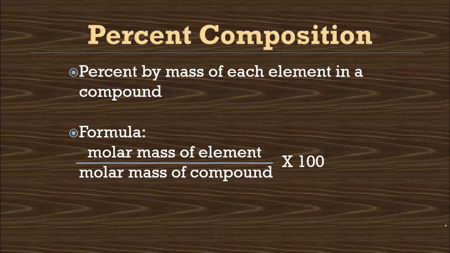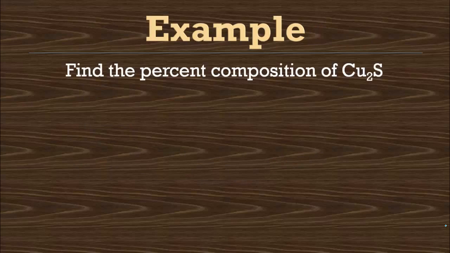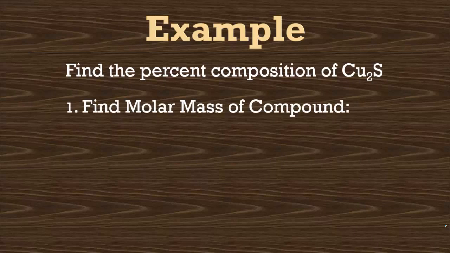The formula you're going to use is taking the molar mass of the element and dividing it by the molar mass of the compound. And then, of course, because it's a percent, we're going to multiply it by 100. So we're going to find the percent composition of Cu2S. How do we begin? First thing we're going to do is find the molar mass of the compound.